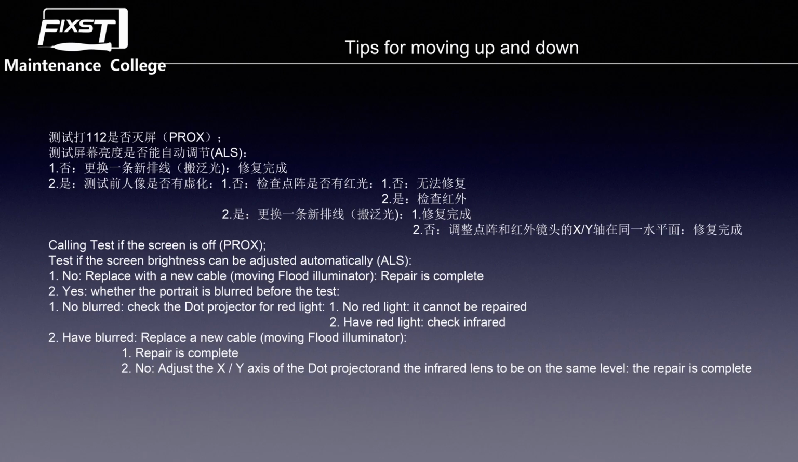If the dot projector has the red line, we need to test the IR camera, the infrared camera. If the portrait effect is only half blurred, it means we need to replace it with a new cable. Remember to move the flood emitter, because the flood emitter is also encrypted. After this step, the repair may be finished. If it is not finished, do the next step. We need to adjust the X and Y axis of the dot projector and the infrared camera. These two components need to be at the same level.